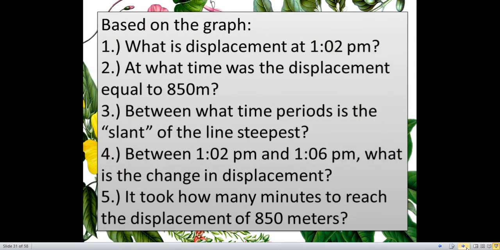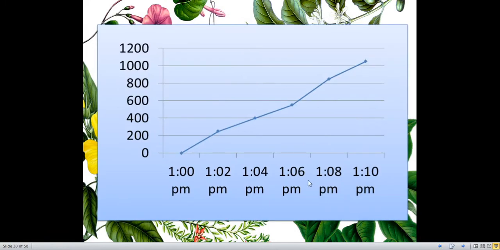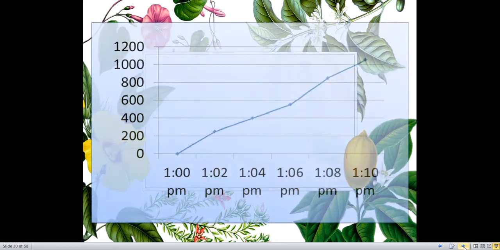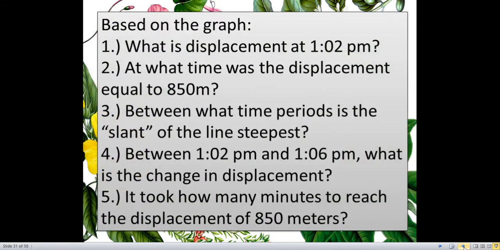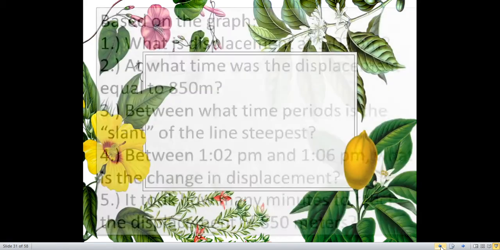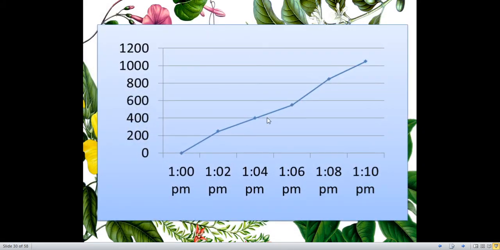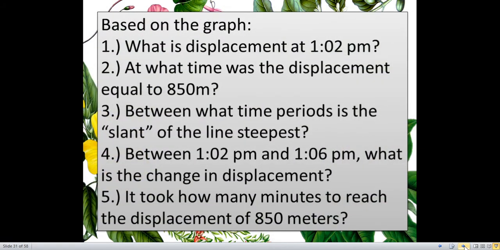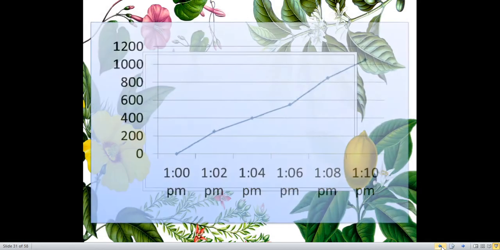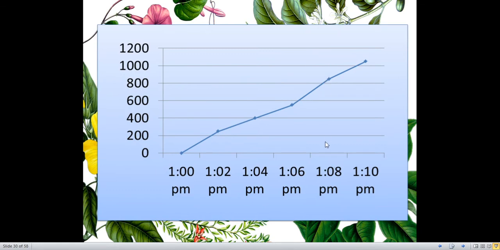Between what time periods is the slant of the line steepest? That is from 1:06 to 1:08 p.m. Next, between 1:02 p.m. and 1:06 p.m., what is the change in displacement? From 1:02 to 1:06, that is 300 meters. And lastly, how many minutes did it take to reach the displacement of 850 meters? That is 8 minutes.